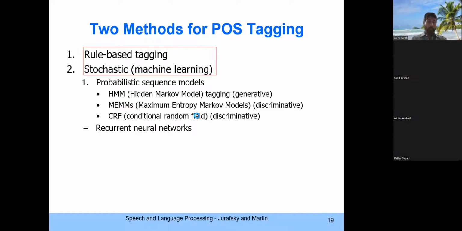So, maybe a sentence may not have a determiner, just a verb and noun. So you can define rules like that, and linguists have done that in the past. But of course, such rules are not exhaustive and they are often difficult to maintain.